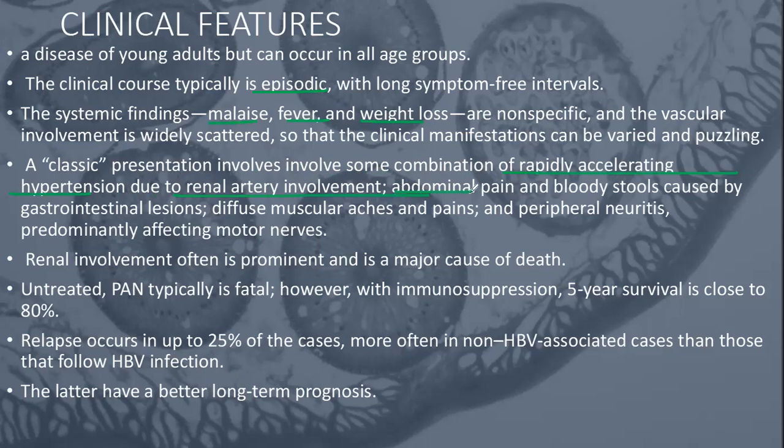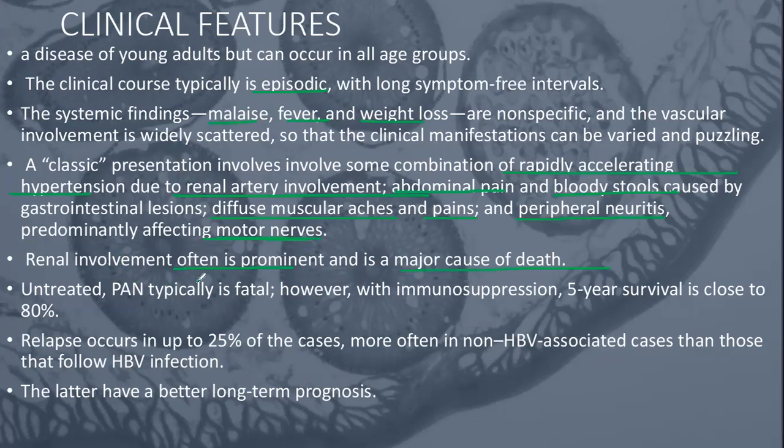There'll also be abdominal pain due to involvement of the vessels of the gastrointestinal tract. Also bloody stools, as there may be ulceration. Okay, there'll also be diffuse muscular aches and pains. There'll also be peripheral neuritis. I told you polyarteritis nodosa is the commonest cause of mononeuritis multiplex. And this will affect mainly motor nerves. If motor nerves are affected, movement is also affected. Now, renal involvement is often prominent, and it is the major cause of death, okay?